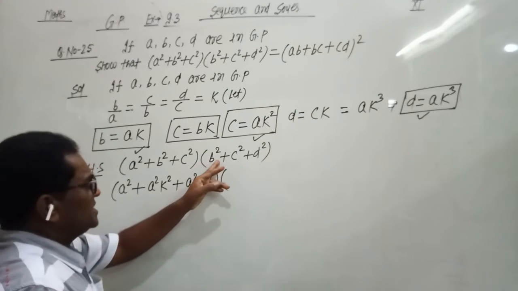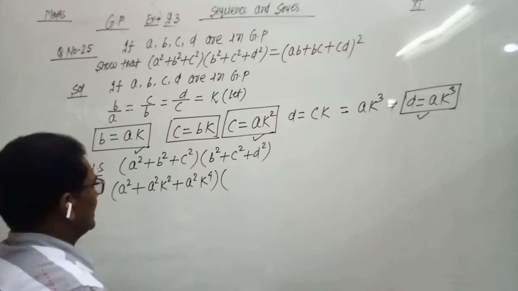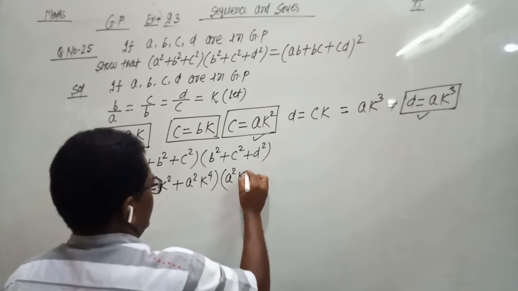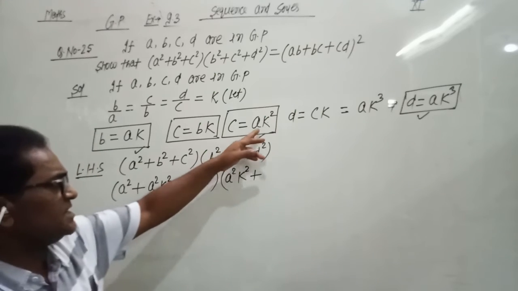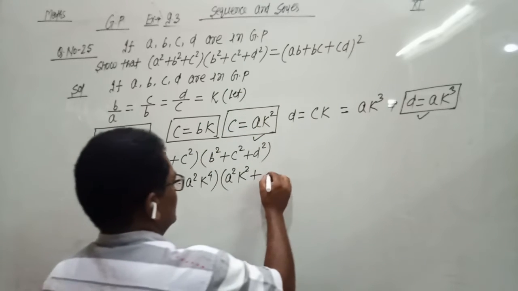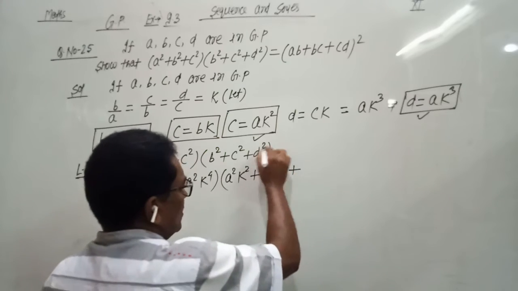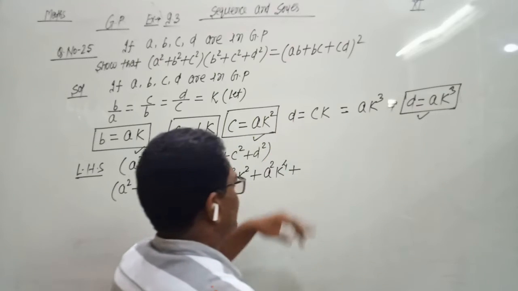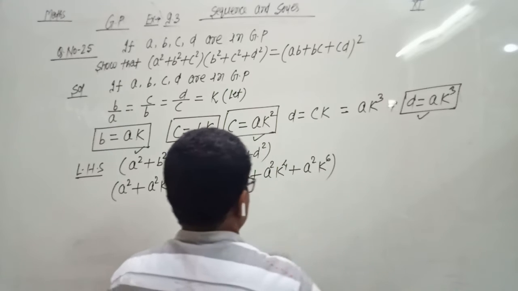Then in the second bracket, the value of B is again A into K, so B square becomes A square into K square, plus C square. The value of C is A into K square, so C square will be A square into K raised to the power 4. And the value of D is A into K cube, so D square will be A square into K raised to the power 6.